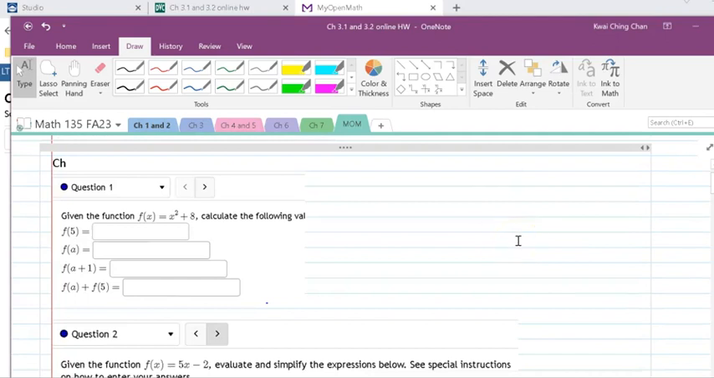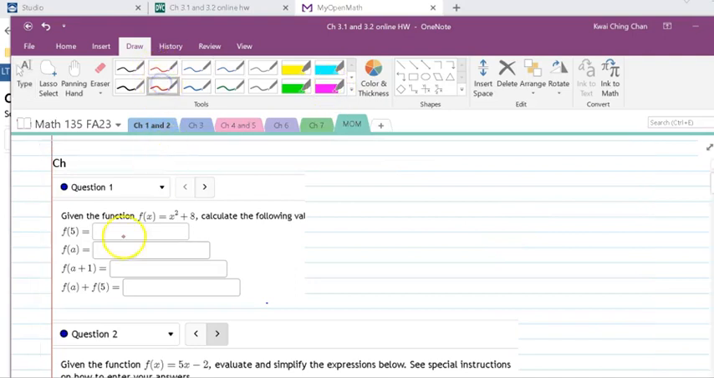So f of 5 is just a substitution, right? You just plug in. Whenever I see x in the formula, I substitute 5. 5 squared plus 8 is 25 plus 8, which is equal to 33. What is f of a? Whenever I see x, I put a. So just a squared plus 8, and we can't add a squared and 8, so that would be the simplest form.